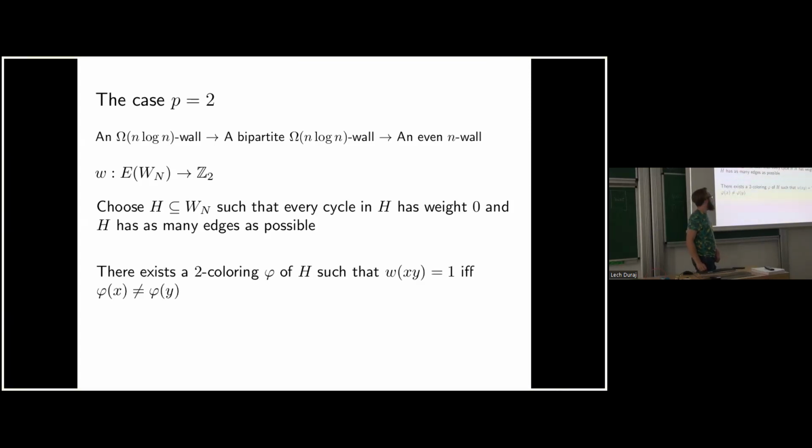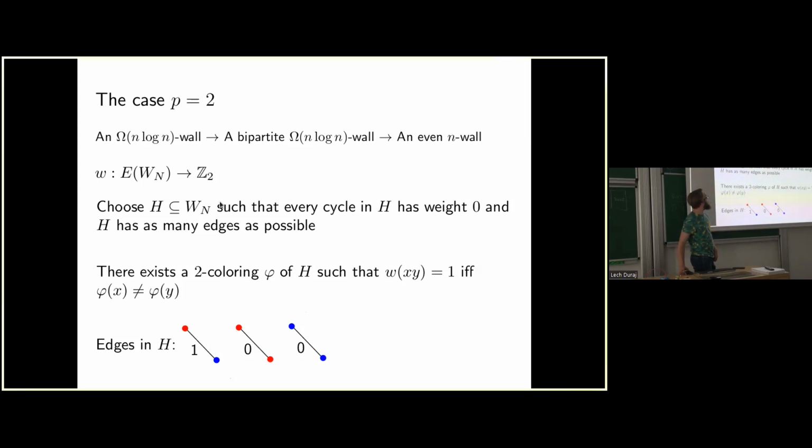And this property implies that we can find a two coloring of the vertex set of H, such that the weight of an edge xy is 1 if and only if the endpoints have different colors. This is pretty intuitive. So in our graph H, the following edges are allowed: an edge of weight 1 between two vertices of different colors, or an edge of weight 0 between two vertices of the same color.